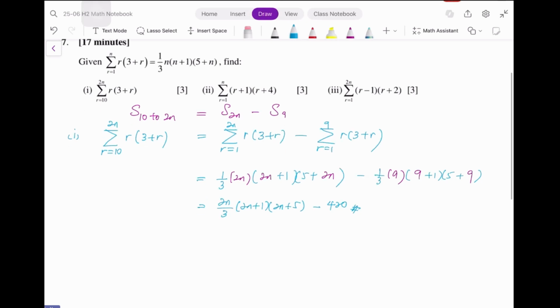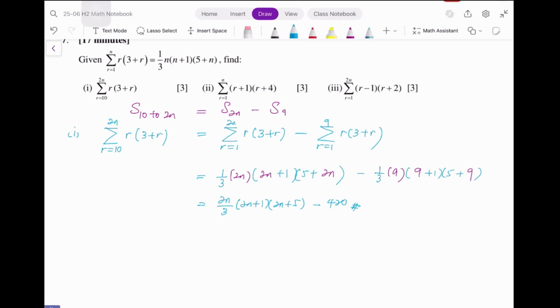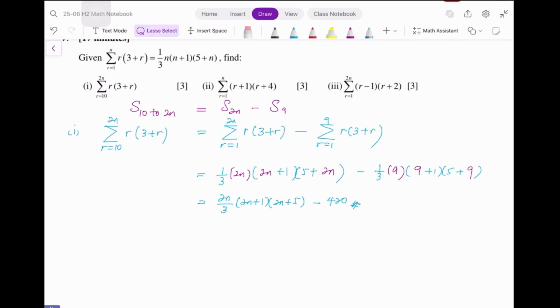Now part 2 is the troublesome one. Part 2 has a summation from 1 to n, which is nice, but we have (r plus 1) and (r plus 4). As much as possible, we need to try to find back our r and (3 plus r).